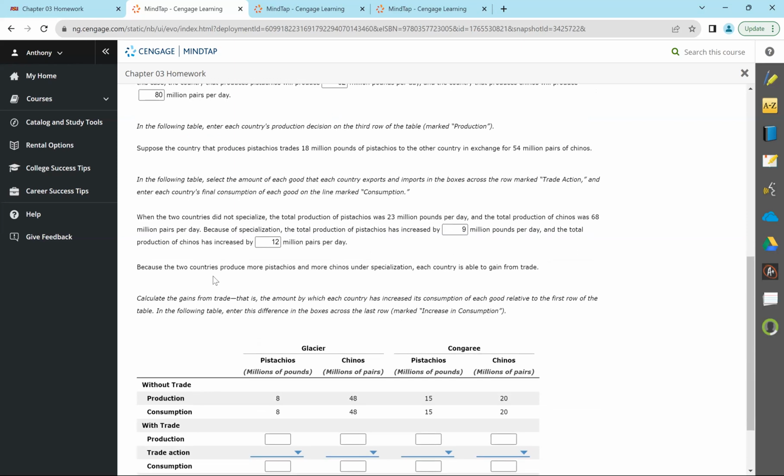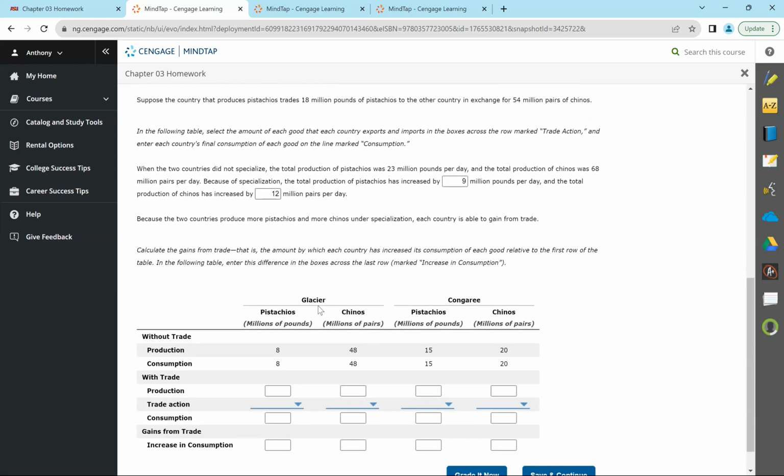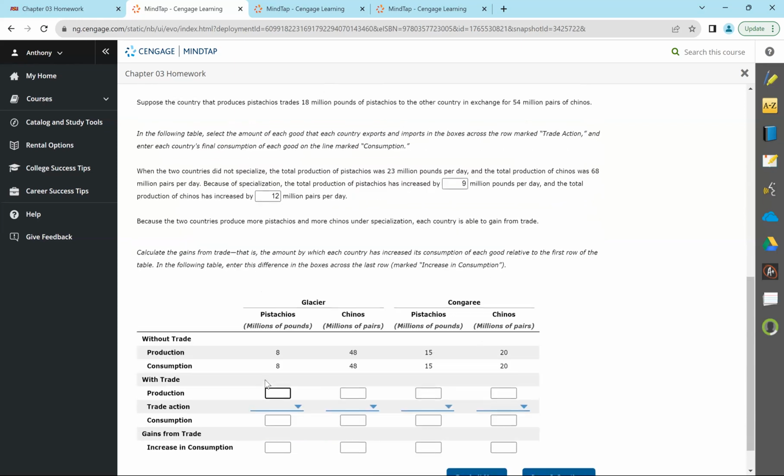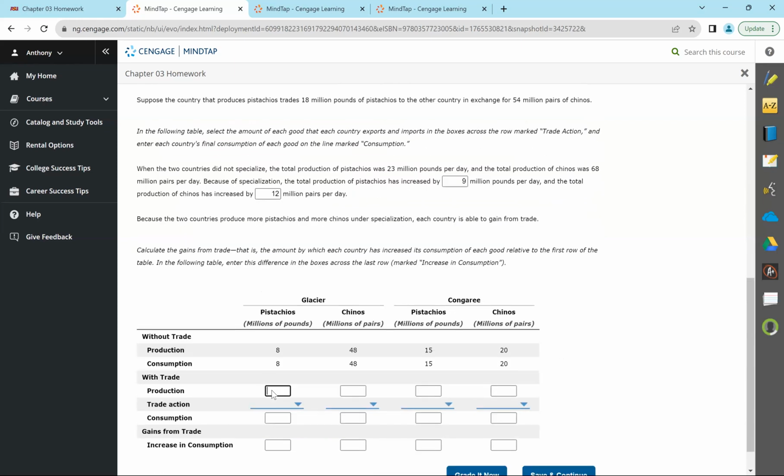Okay, so now it says we're going to calculate the gains from trade. That is the amount by which each country has increased its consumption of each good relative to the first row of the table. Increase in consumption. All right. With trade. So with trade, Glacier makes... with trade. I don't know how they're getting these numbers, so I got to go look at this other table. Where does that number come from?